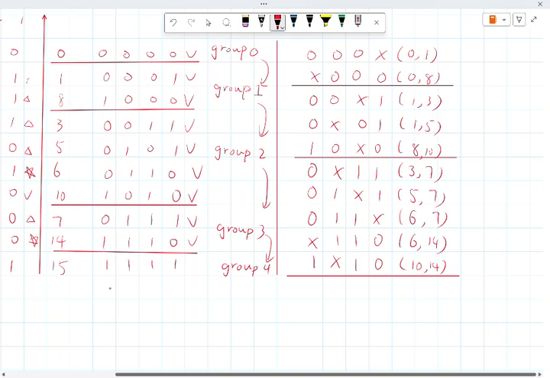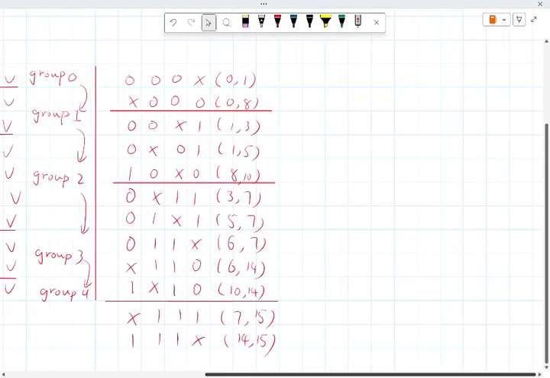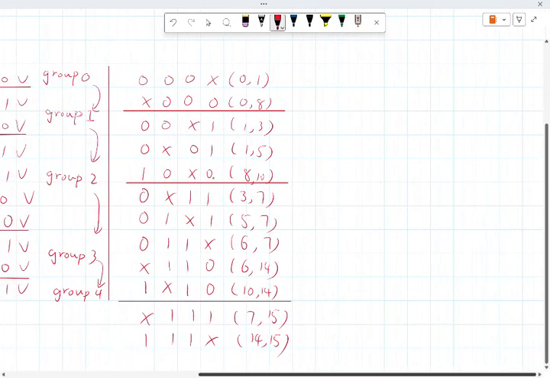Okay. 7 to 15. X, 1, 1, 1. X, 1, 1, 1. That is 7 and 15. And 14 to 15. 1, 1, 1, x. 1, 1, 1, x. That is 14 to 15. All good. We checked all of them. So it's not important to us. We can start to move to the next part.